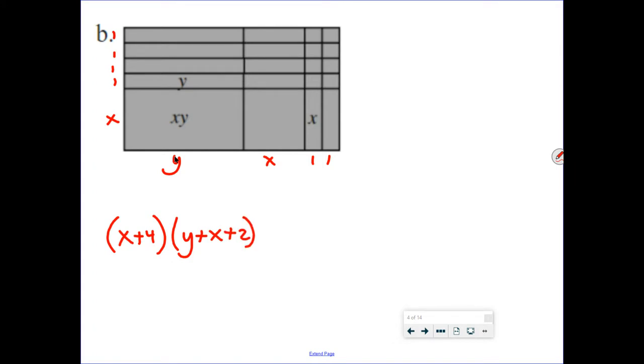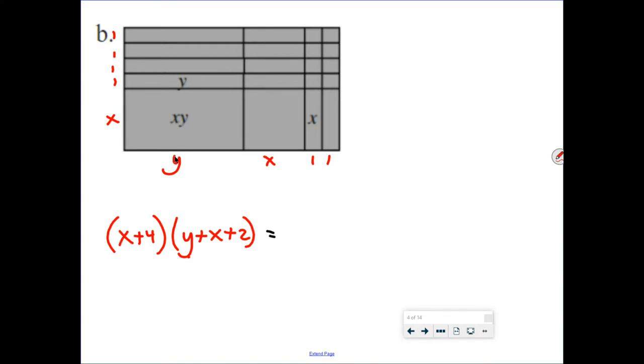Now, the commutative property does tell me that if I'm multiplying two values, I don't have to have them in this order. So I could have switched these two around, or a different order, that doesn't matter. I really don't care about the order in that case, as long as you've got all the parts together. And this is the area as a product.